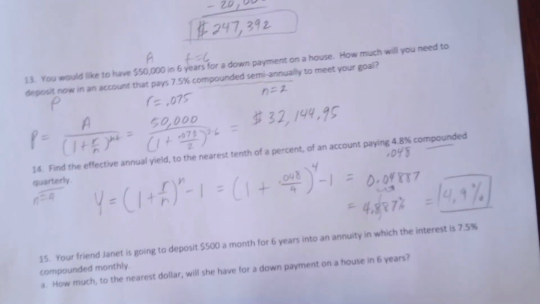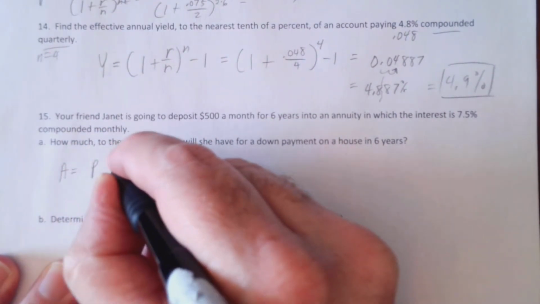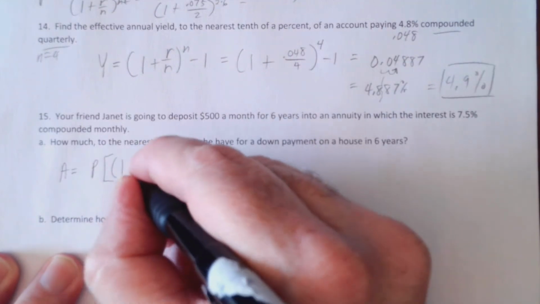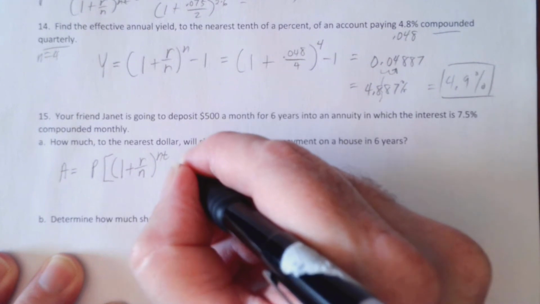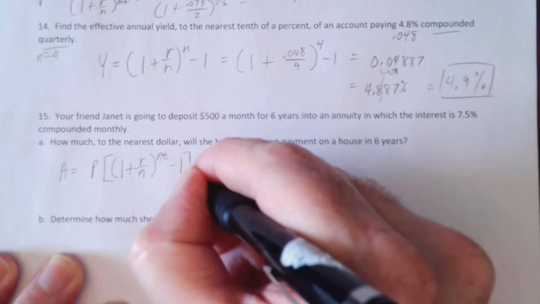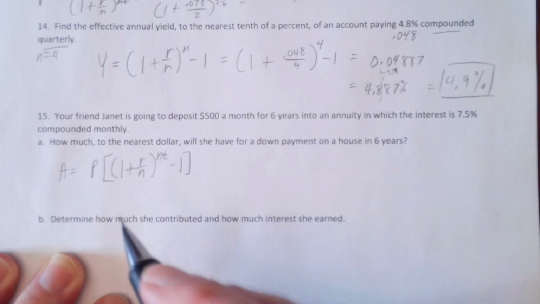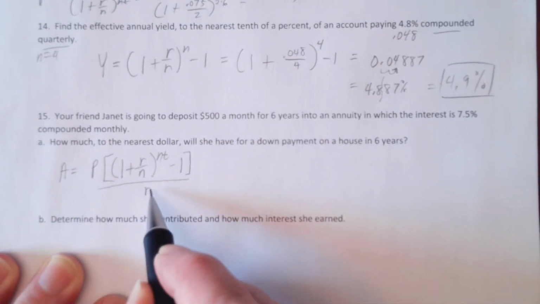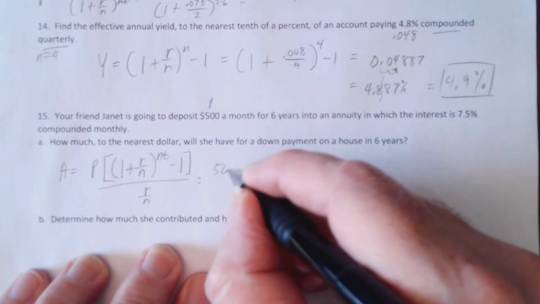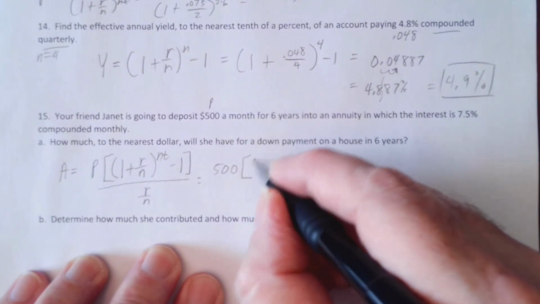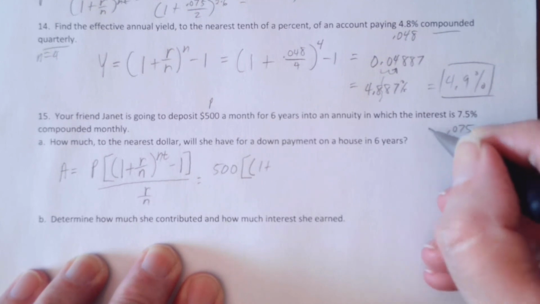So A equals P times, parenthesis, 1 plus R over N to the NT power minus 1, in parentheses. Now I use brackets, but they're really just parentheses. It just makes things stand out a little bit better here. And this is all over R over N. So our P here is the 500. That's our monthly payment amount that we're putting away. 1 plus our interest rate, that was 0.075. That's our R.